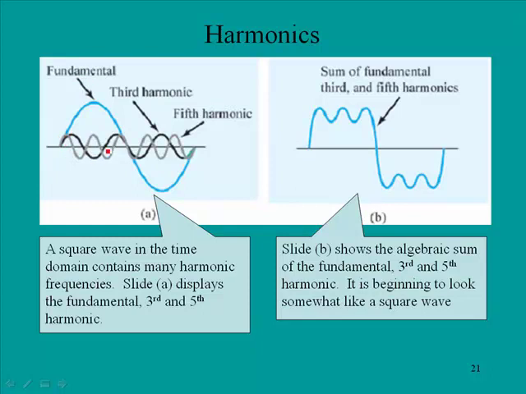Here we have 1 cycle, we have 2 cycles, and here we have 3 cycles. So if this original was 10 kHz, then the third harmonic would be at 30 kHz. The fifth harmonic, let's look at it. Here we have 1, we have 2, we have 3, we have 4, and we have 5 cycles in the time of the fundamental, so that would be at 50 kHz if the fundamental is at 10 kHz.